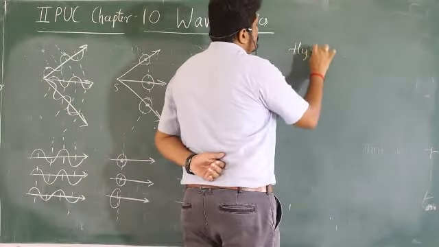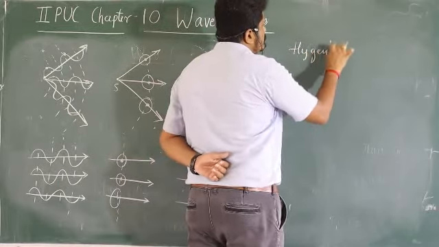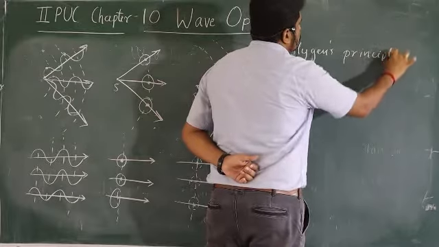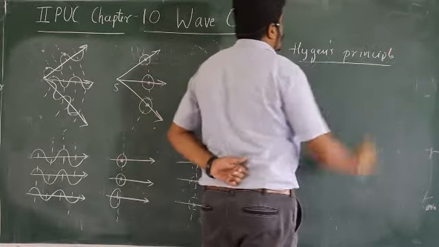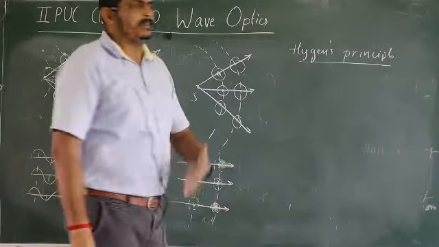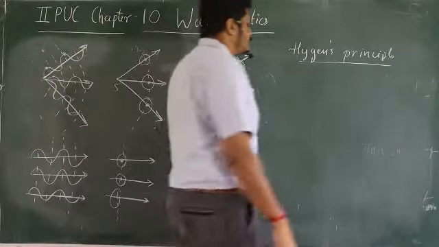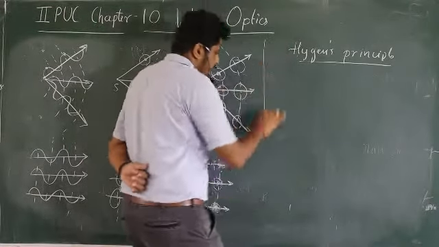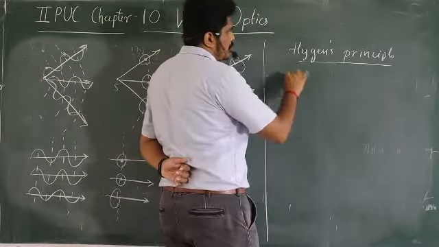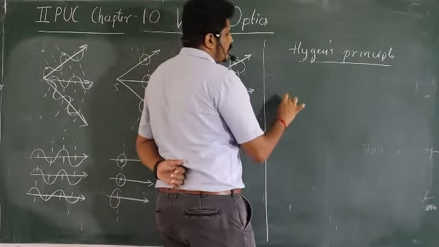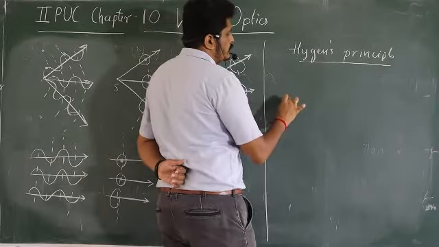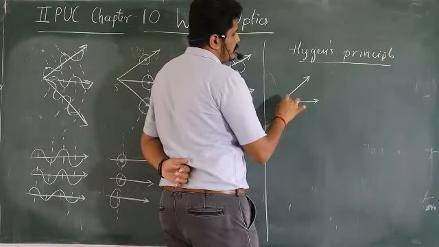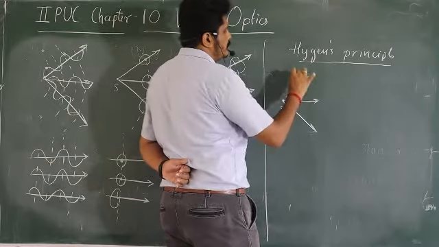Next, let us discuss Huygens principle. So according to Huygens principle, let us see. Okay, 2 diagrams I will take. There are 2 principles. Okay. First one, source. Light travels in these directions.